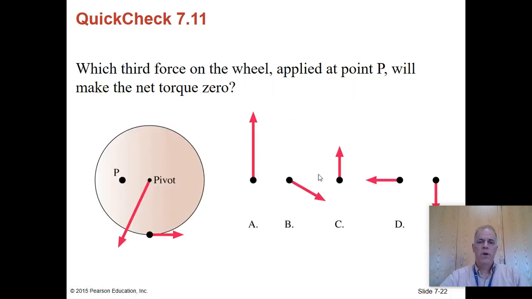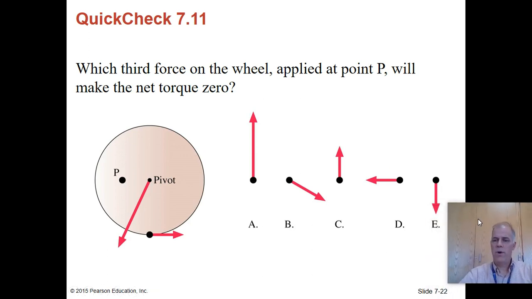Okay. We want to know which one of these forces applied to point P will make the net torque 0 and put the thing in equilibrium. Slide down here just a little bit more. And here comes the answer. There it is, that one. So twice the magnitude of force, and it is working perpendicular to the moment arm for that point.